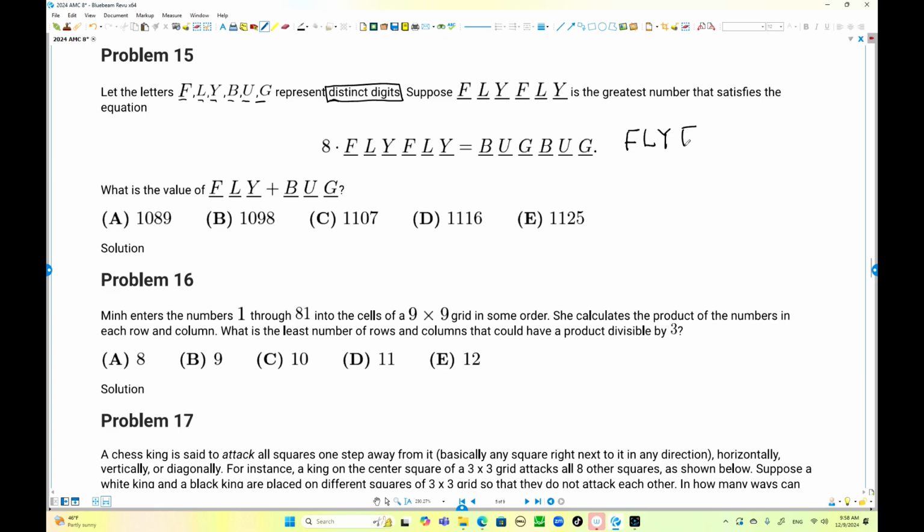FLY times 8 is still a 6-digit number, with the last three digits BUZ, but we know that all these digits are different. We are going to find the greatest number. So FLY FLY times 8 is another 6-digit number. What is the greatest 6-digit number here? 999, you can just approximate.